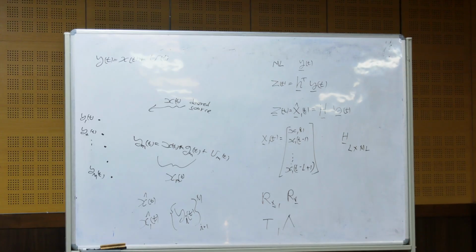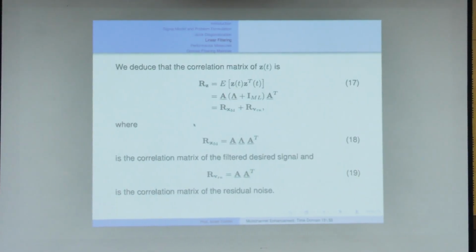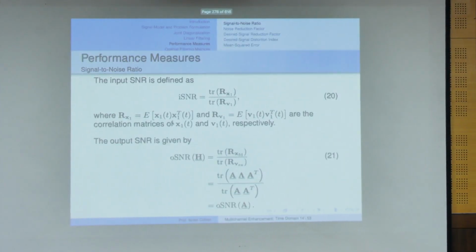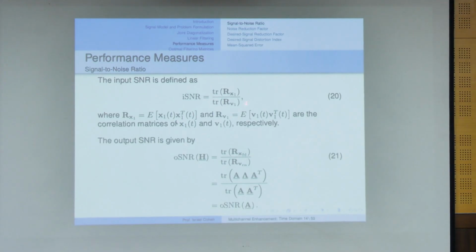First, I want to formulate the problem in the transform domain and to formulate the performance measures in the transform domain. Performance measures. So the input SNR, in the spatio-temporal domain, it looks like this: trace of Rx1 divided by trace of Rv1, which is the input SNR in the reference sensor.